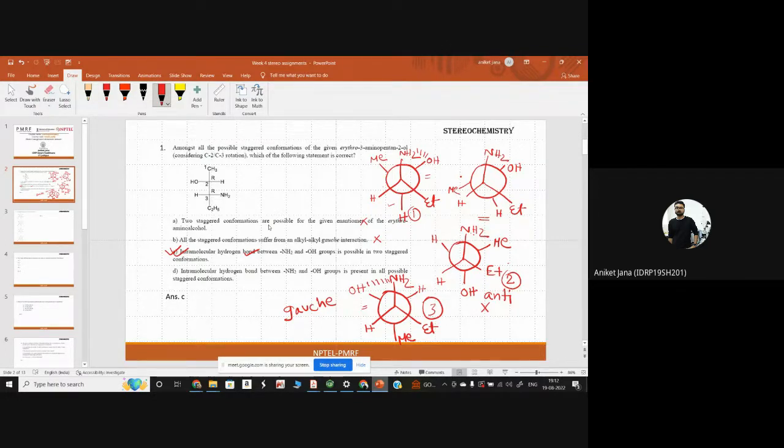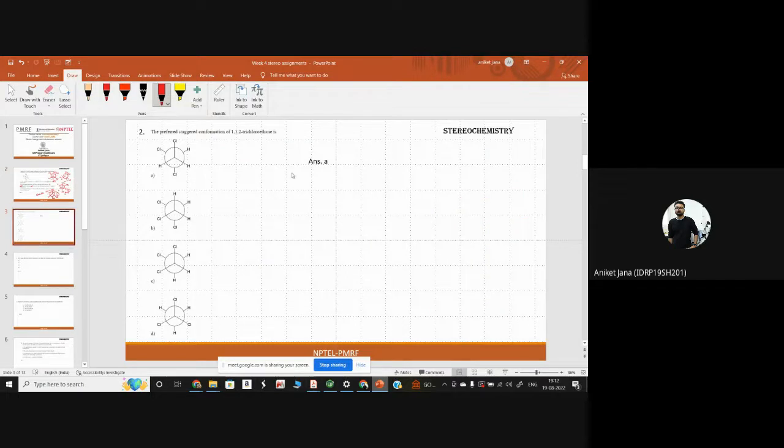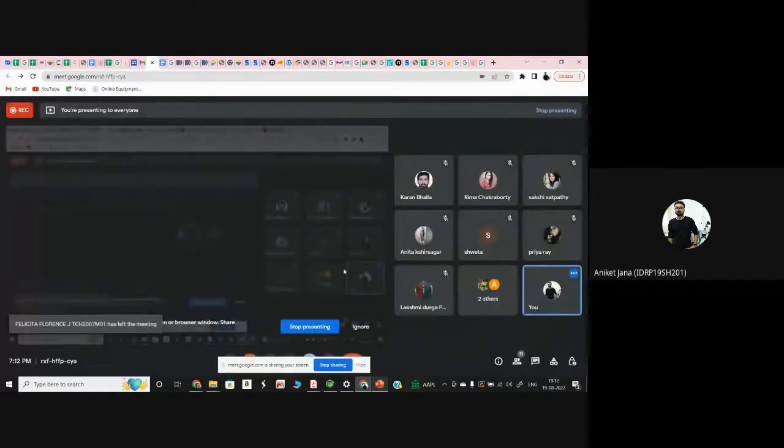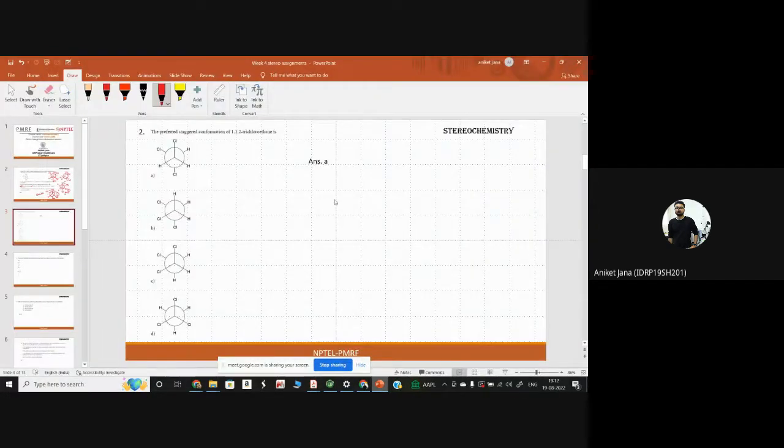Okay, let's move to the next question. Which is the preferred staggered conformation of 1,1,2-trichloroethane? Anybody?